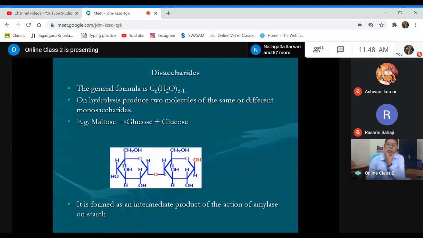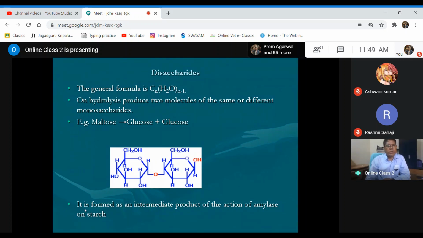Here, if you see the anomeric carbon of the second residue, the OH group attached to the anomeric carbon of the second residue is free. That means this sugar will be reducing. Earlier, while discussing reducing sugars, we discussed that if the sugars contain a free anomeric carbon, then they are reducing. So this disaccharide contains a free anomeric carbon, so maltose will be a reducing sugar.